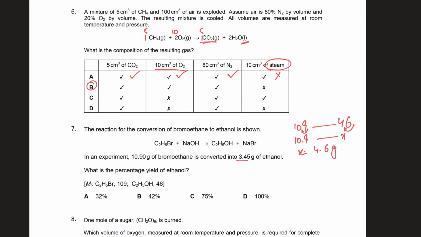Now, what did I actually get? 3.45. So that's going to be my percentage yield, my practical value over my theoretical value, which comes out to be 75%.